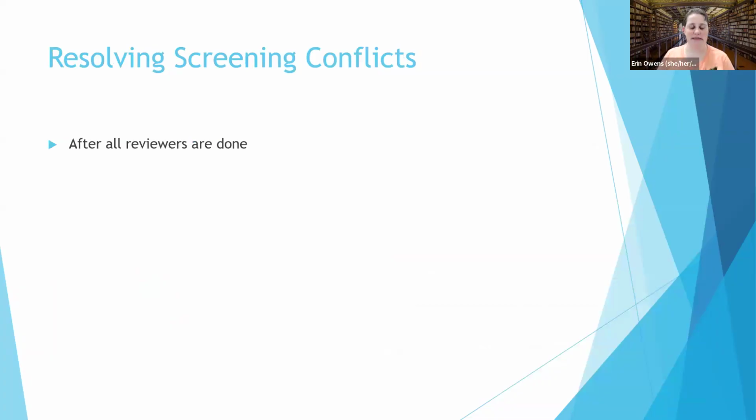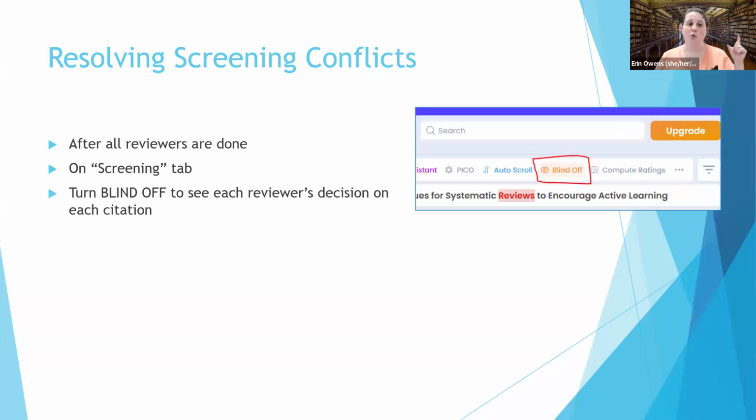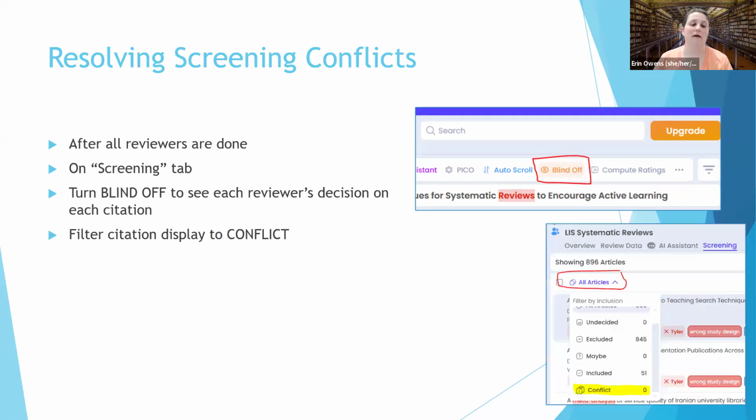Okay, resolving screening conflicts. When everyone is done reading either the abstracts or the full text, we'll go through this twice. When everyone is done and we get together to talk about making a unanimous decision, we'll be working on the screening tab. We will need to turn the blind off so that we can see each other's decisions in order to compare and discuss.